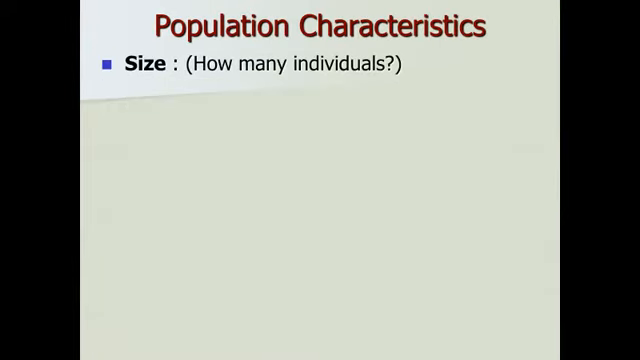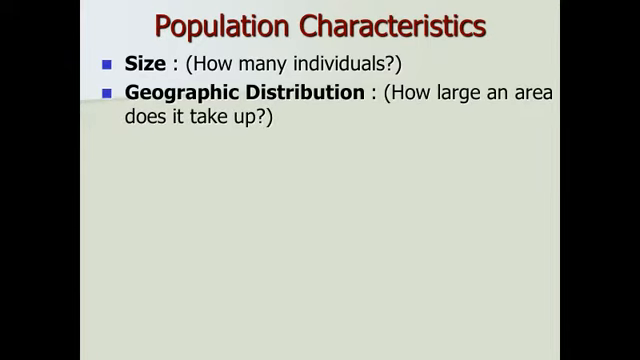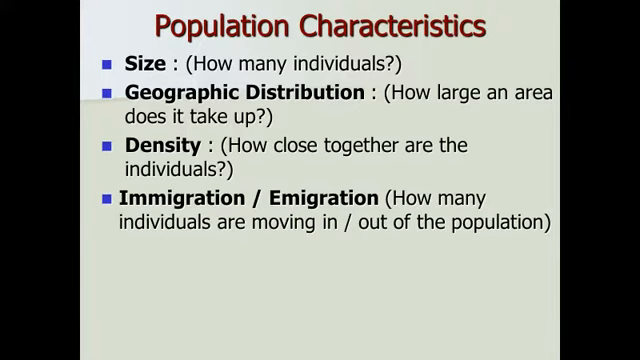Populations have different characteristics that we can use to describe them. First of all, usually the size of the population, that is to say, how many individuals are there? What's the geographic distribution? How big of an area is that? Once we know those two, we can compute the density. That is to say, how many individuals live per square kilometer or per square meter? What's the density of the population? How close together are they?